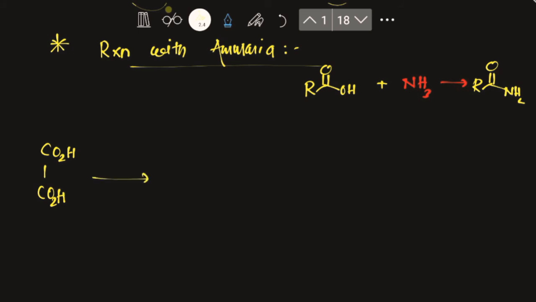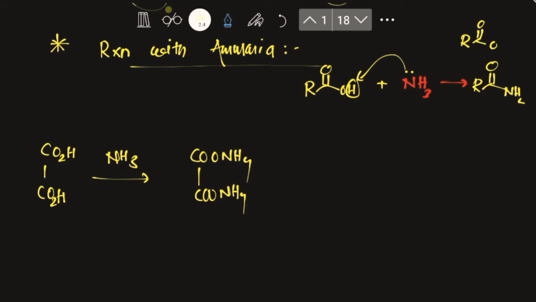Now what happened, the first equivalent, in the presence of excess ammonia, will form NH4 COO NH4. Obviously there will be an acid-base reaction. First of all, this lone pair takes that hydrogen and converts it into RCOO negative and NH4 plus. This is ammonium carboxylate, and later on heating it will convert to an amide.